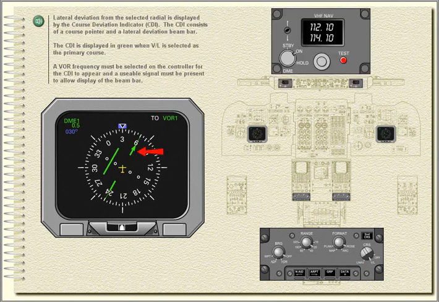Lateral deviation from the selected radial is displayed by the Course Deviation Indicator, CDI. The CDI consists of a course pointer and a lateral deviation beam bar. The CDI is displayed in green when VL is selected as the primary course. A VOR frequency must be selected on the controller for the CDI to appear, and a usable signal must be present to allow display of the beam bar.